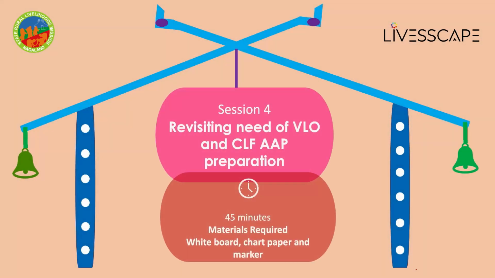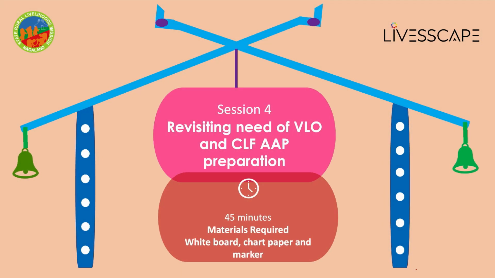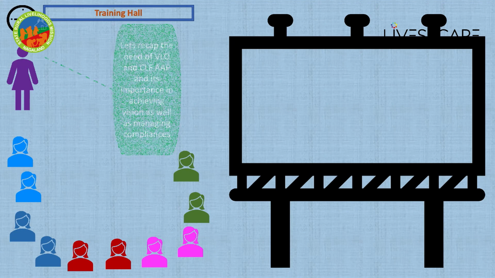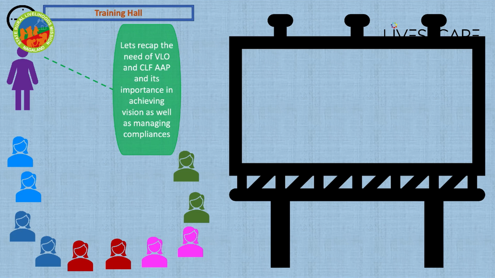This brings us to the fourth session of this training, which is called Revisiting the Need for VLO and CLF Annual Action Plan Preparation. This is going to take about 45 minutes to an hour. Materials required would be whiteboard, chart paper and marker. Start off the session by announcing, let us recap the need for the VLO and CLF Annual Action Planning and also understand its importance in achieving the vision of the CLF as well as managing all the compliances which are necessary for the CLF as it's a registered organization.